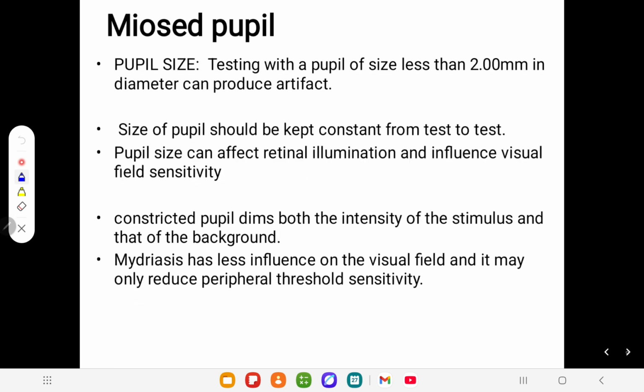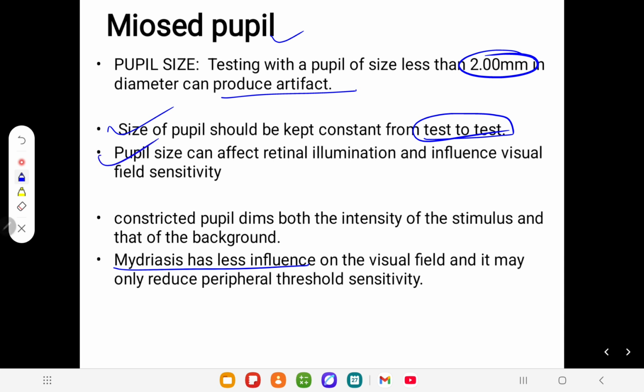I think this is one of the fascinating points you can understand: miotic people, because mydriasis has less effect, but miosis has greater effect. So pupil size matters. The testing of pupil size less than 2 mm matters most. Less than 2 mm diameter can produce artifact. The size of the pupil should be constant from test to test. It is very important. You must look at the size of the pupil, or at least be cautious that the pupil size may be less than 2 mm, which is very likely in a geriatric patient.